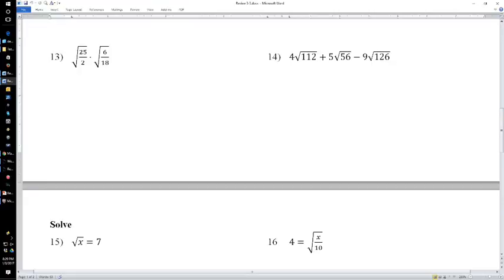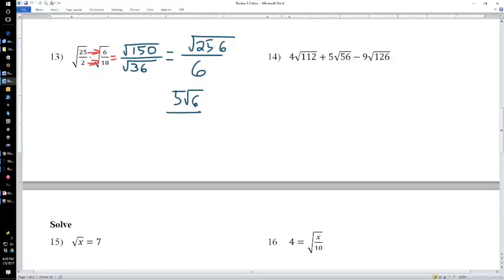All right, last but not least, 13 and 14. Again, for 13, we're multiplying, so we don't need the same thing on the inside and the outside. And again, we're multiplying fractions, so I'm just going to multiply straight across the top, straight across the bottom. 25 times 6 is 150. 2 times 18 is 36. All right, and I'll just reduce those. The square root of 36 is 6. Square root of 150, well, that's 25 times 6, which the square root of 25 is 5. So it's 5 on the square root of 6 divided by 6.